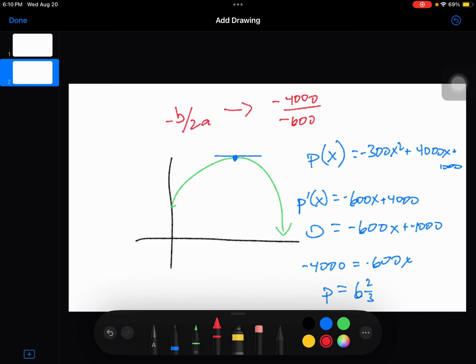And then if we wanted to find our profit at that point, we would substitute that 6 2/3 into the original equation. So we've got negative 300 times 6 2/3 squared plus 4,000 times 6 2/3 plus 1,000. And that'll be our profit. So we'll square that, multiply it by negative 300, add 4,000 times 6 2/3, and then add 1,000 after that, and we get $14,333 and 1/3.